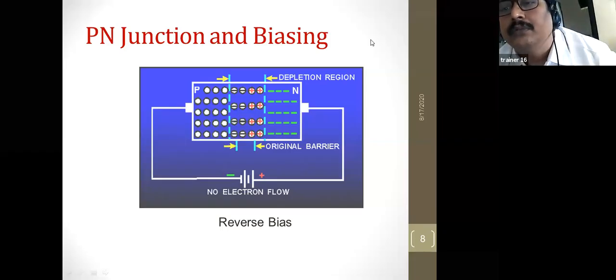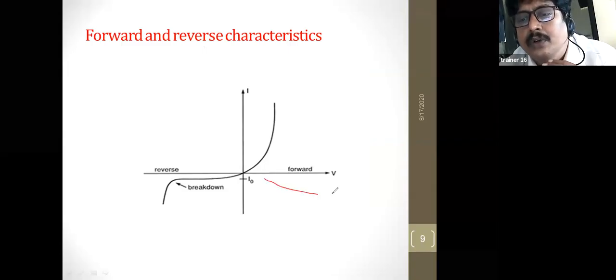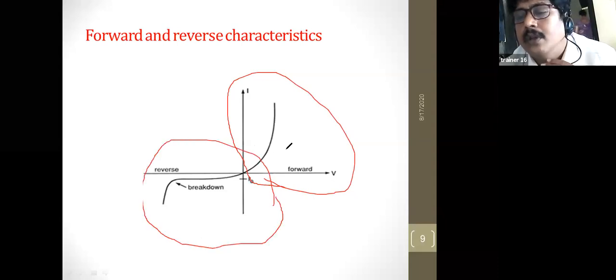The next, we'll go for the next one. Observe clearly and see. If you see this one clearly, you can understand. See here, this is the forward bias, and this is the reverse bias. In the forward bias, if the voltage increases, automatically the current is increasing. See here, the current is increasing gradually.